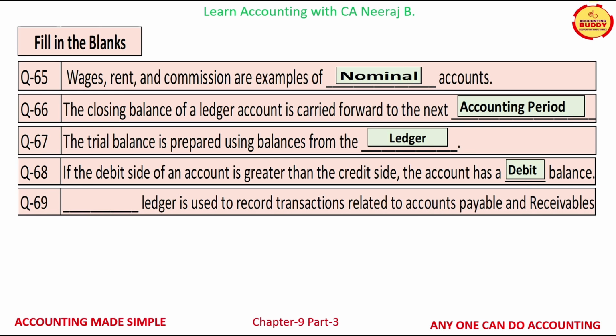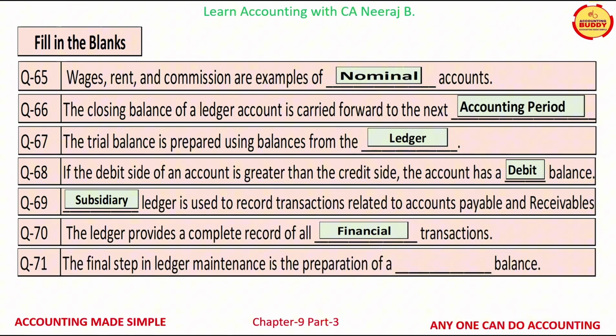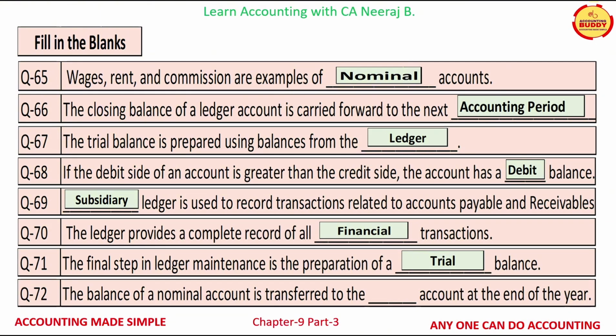Question number 69, dash ledger is used to record transactions related to accounts payable and receivable, and the correct word is subsidiary ledger. Question number 70, the ledger provides a complete record of all the dash transactions, and the correct word is financial transactions. Question number 71, the final step in ledger maintenance is the preparation of a dash balance, and the correct word is trial balance. Question number 72, the balance of a nominal account is transferred to dash account at the end of the year, and the correct word is profit and loss account.